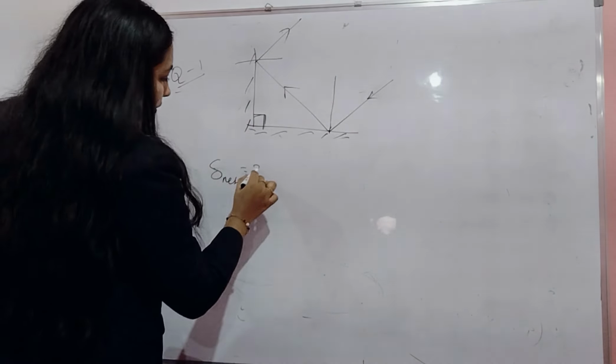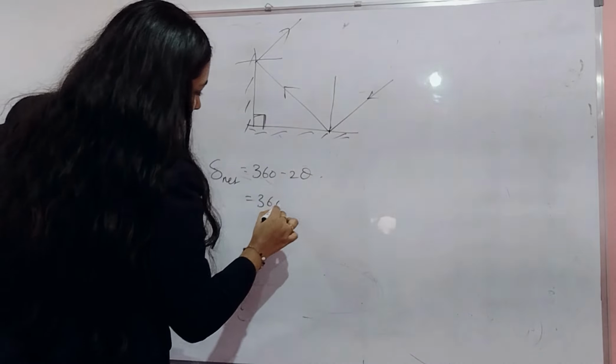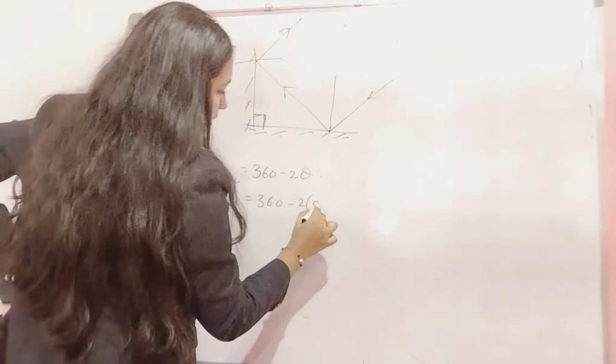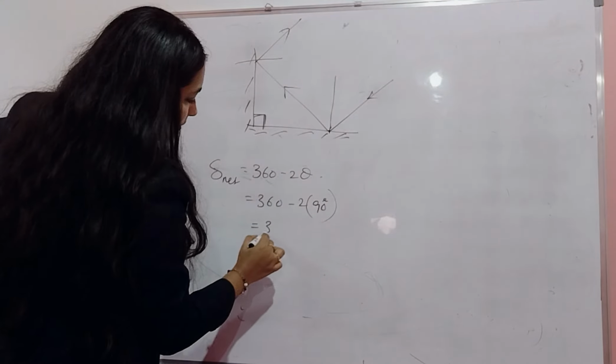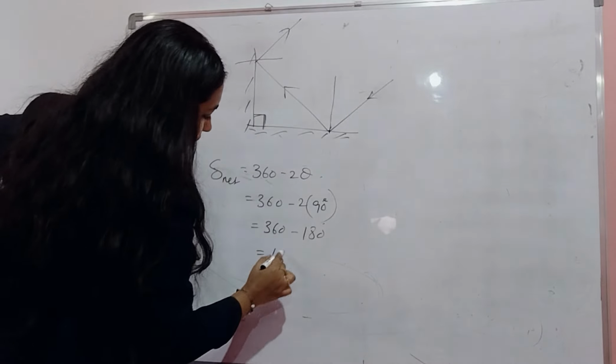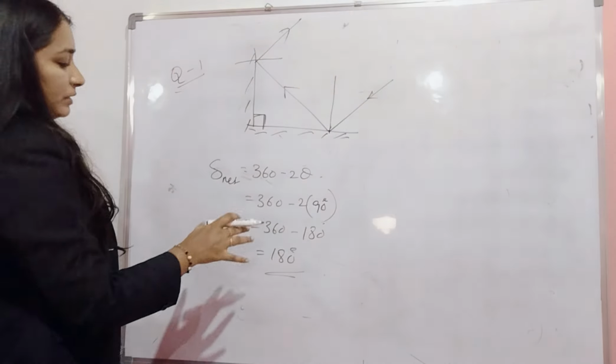The net angle of deviation is 360 minus 2 theta, right? So 360 minus 2 into theta, the angle between the two mirrors. How much? 90. So 360 minus 2 times 90 is 360 minus 180, that is 180. You understood? So the net angle of deviation is 180.